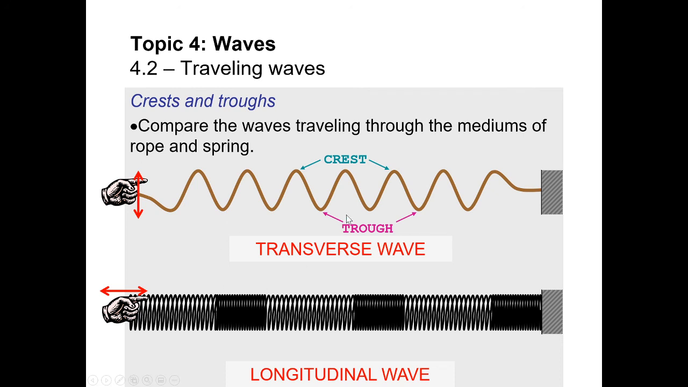Now, with longitudinal waves, we don't have crests and troughs, but we have regions of compression and rarefaction. So while a crest and a compression are not the same thing, they are similar. And a trough and a rarefaction are not the same thing, but they are similar, hence why they're color-coded in this way.